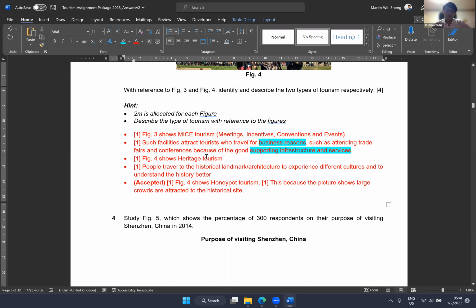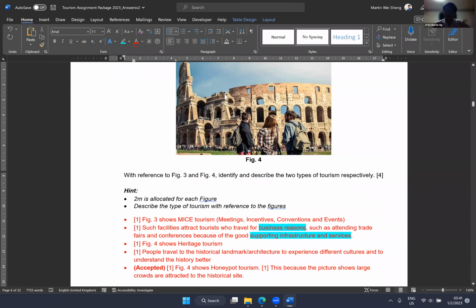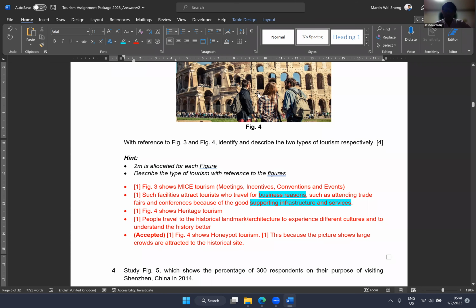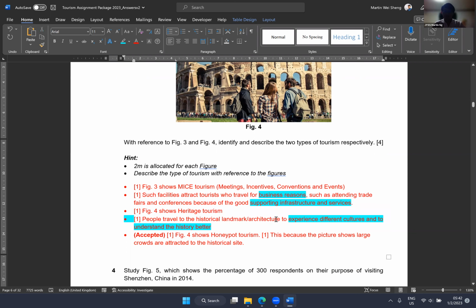Now, second type of tourism over here would be heritage. Okay, why heritage? Because this building is more than 1,000 years old. So people would want to visit it, look at the history of this landmark over here. So it shows heritage tourism. People travel for the historical landmark, experience the different culture, and to understand the history better. All right, so this is the key point.